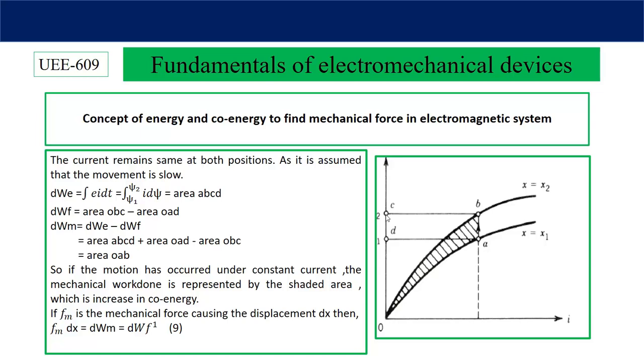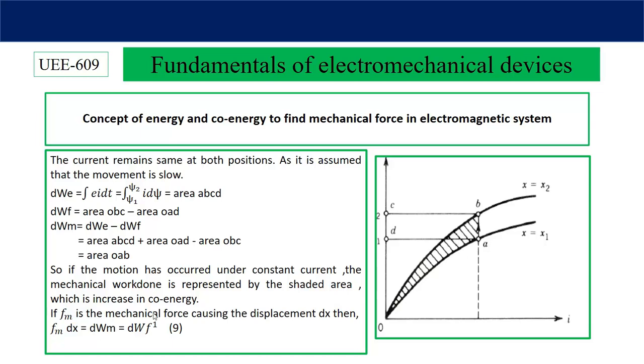So this becomes OABC. This complete area becomes area ABCD plus area OAD, minus area OBC. Area OBC we have to subtract, then what remains is this hashed portion, and that is OAB. So area OAB is nothing but the increase in mechanical output energy. So if the motion has occurred under constant current, the mechanical work done is represented by the shaded area, which is the increase in coenergy.